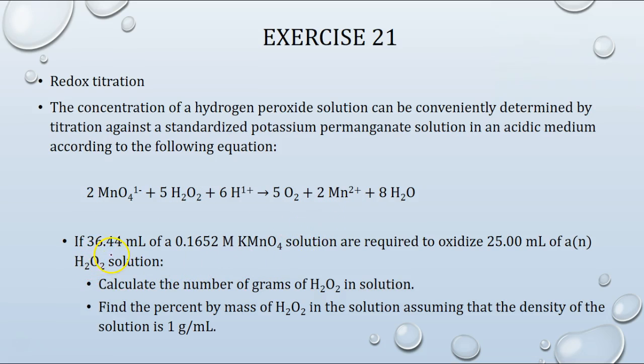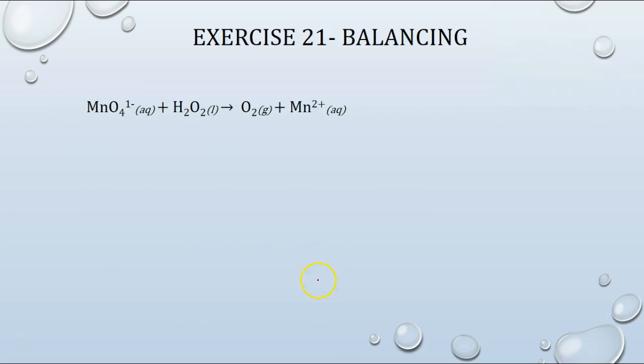If 36.44 milliliters of this molarity of potassium permanganate solution are required to oxidize 25 milliliters of H2O2, calculate the number of grams of H2O2 and calculate the percent by mass of H2O2, assuming that the density of the solution is 1 gram per milliliter. So let's look. So here we go, balancing.